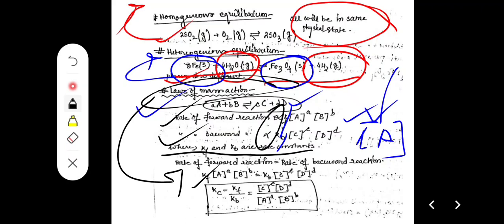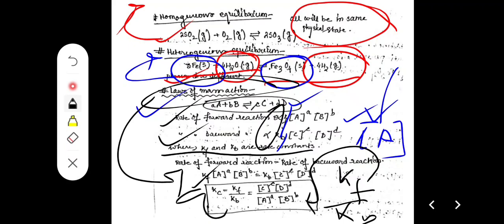Now consider, if we take the Kf by Kb ratio, then what do we get? This: the concentration of C to the power small c, concentration of D to the power small d, divided by the concentration of A to the power small a, concentration of B to the power small b. That should be termed as Kc. Okay, that should be termed as Kc.